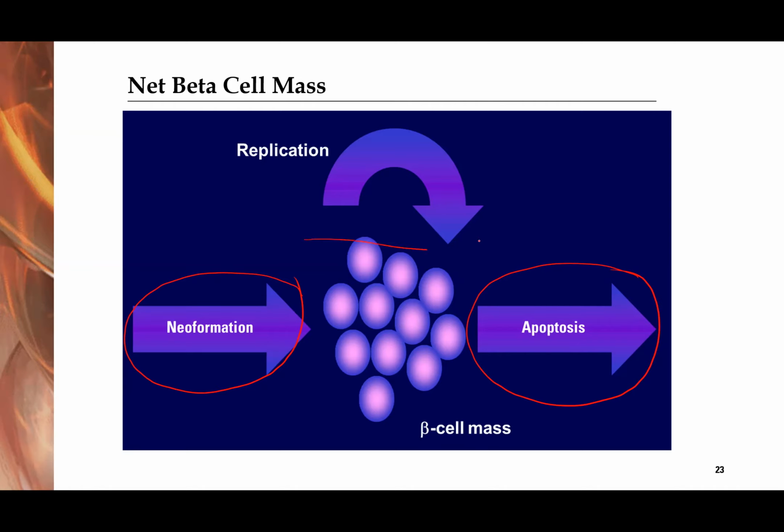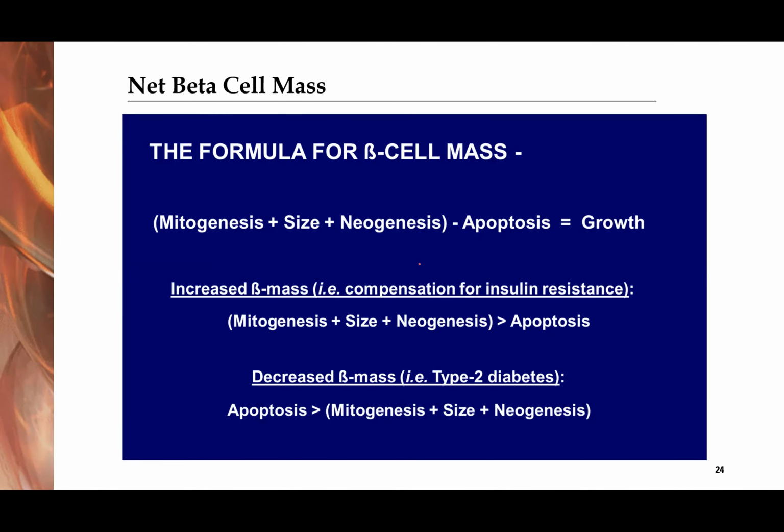So the factor that decides the beta cell mass is how many new cells are formed and how many are dead. That is the net beta cell mass. So either I can increase the neoformation or I can prevent the apoptosis to increase my beta cell mass. That is the emphasis here. The formula of net beta cell mass is mitogenesis plus size plus neogenesis minus apoptosis, which is the growth.